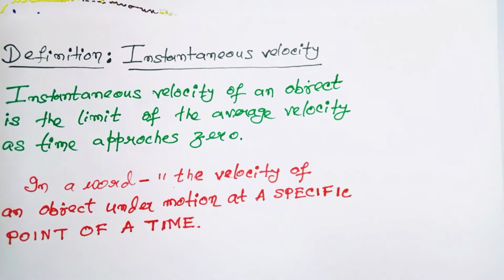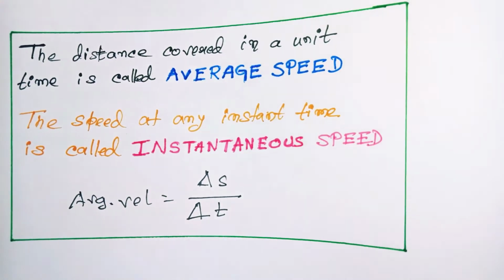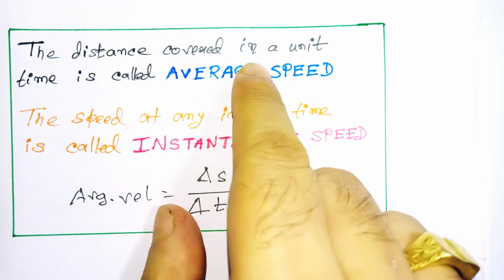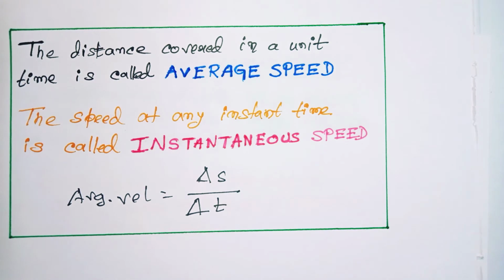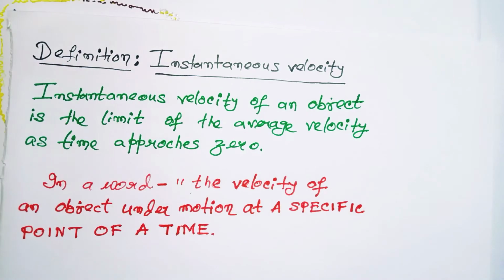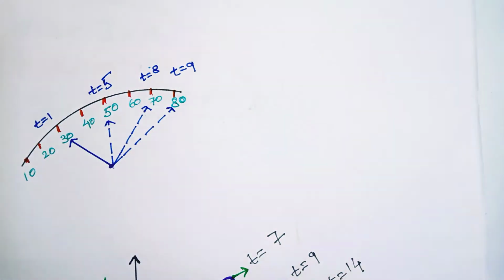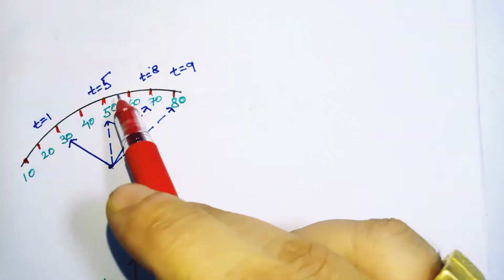Just keep a note on the difference between instantaneous velocity and average velocity. The basic key point is that distance covered in a unit time is called average speed, and the distance covered in a single moment of time is what we call instantaneous speed. Remember this graph where the speedometer is always pointing at a specific point. It can be t equals 5 or 8.